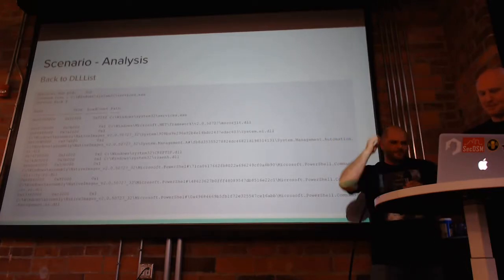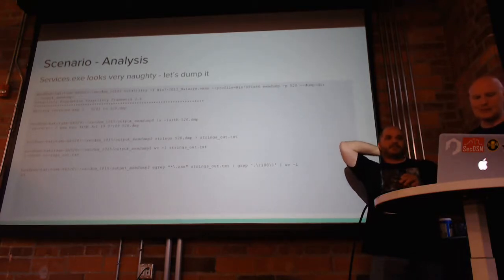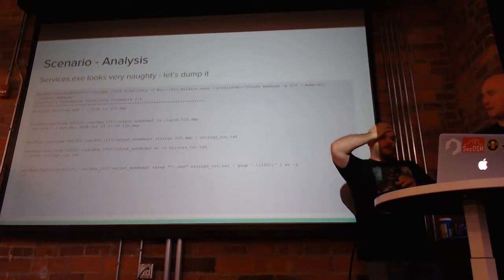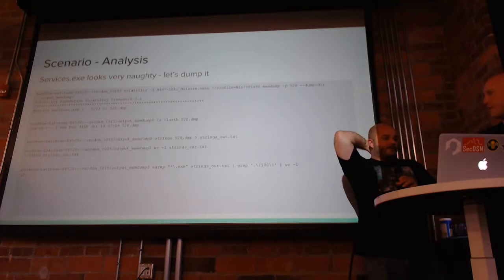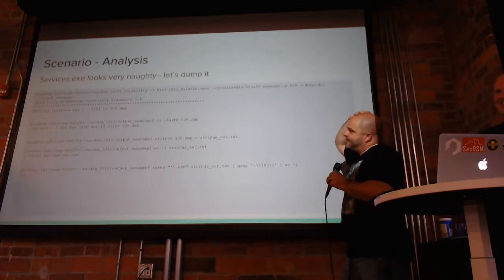Can you go to the next slide? So let's dump this thing. There's a memdump command, and memdump doesn't just get the process, it gets the process and its associated memory space. So I dumped that out. That worked, it wrote 520.dump. I want to look at the size of that thing: 345 megabytes. Damn it, that's huge.